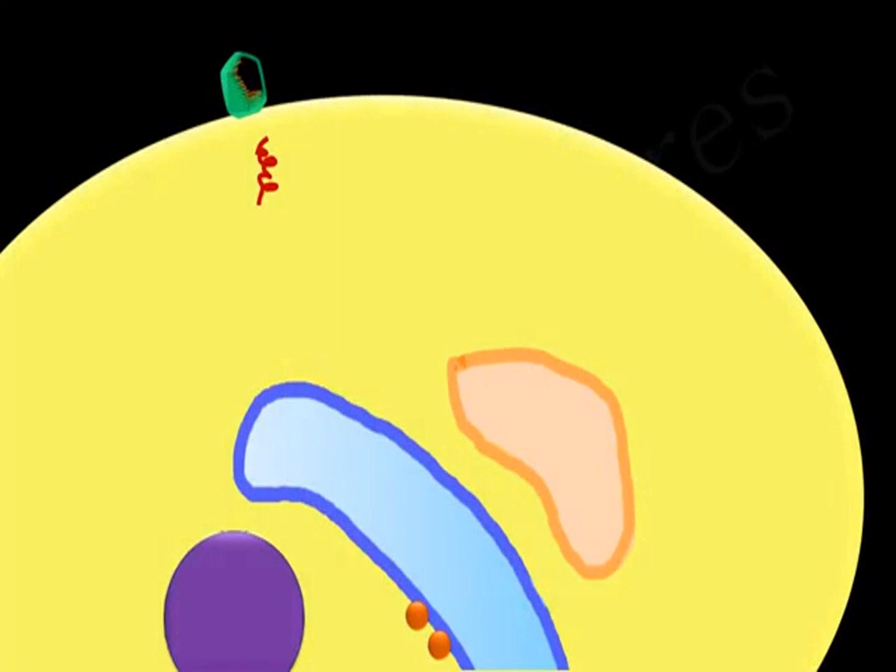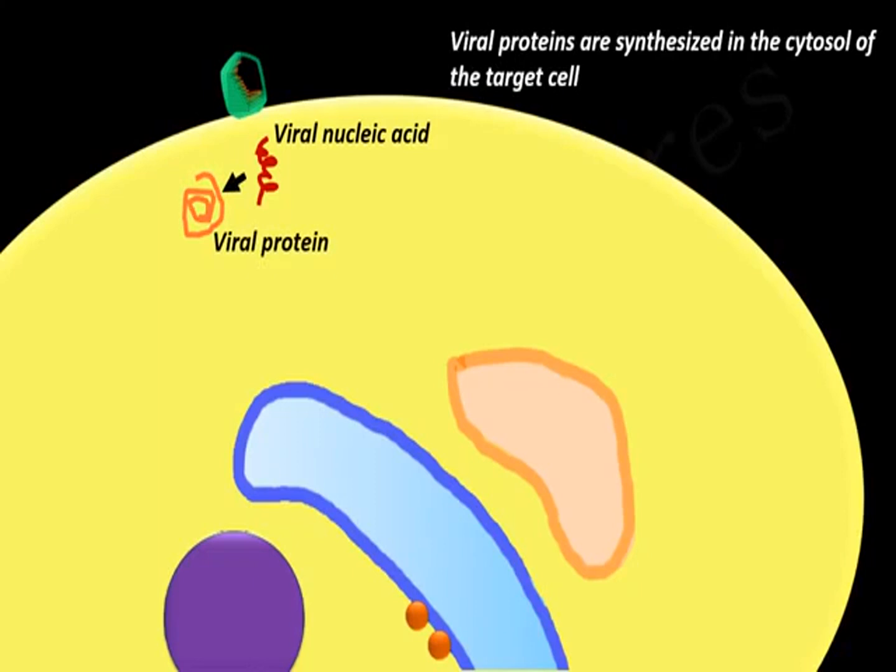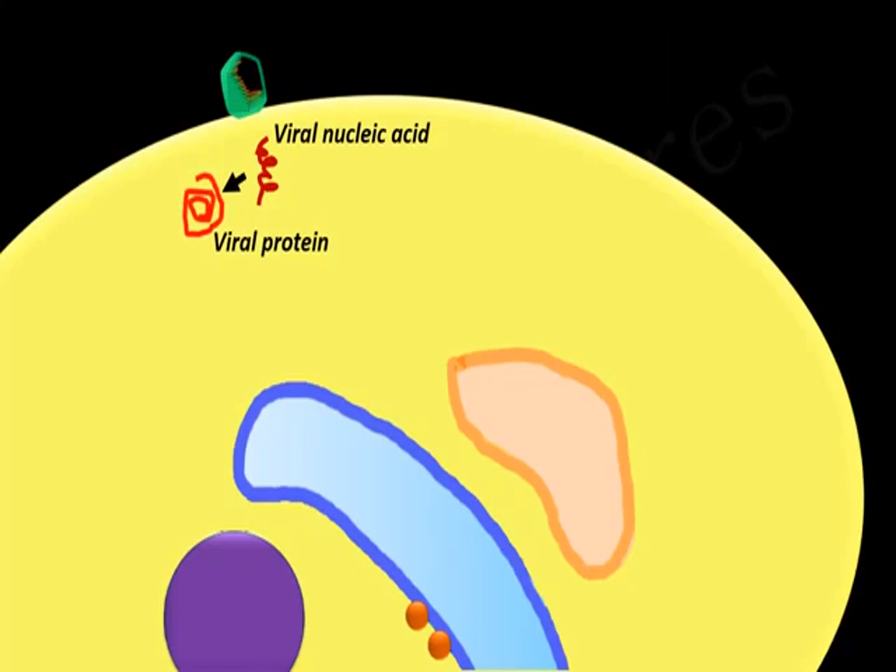When a virus infects a cell, it uses the cellular machinery of the cell to synthesize viral proteins. This occurs in the cytoplasm of the target cell. These proteins are taken up and digested in a large barrel-shaped structure known as the proteasome.